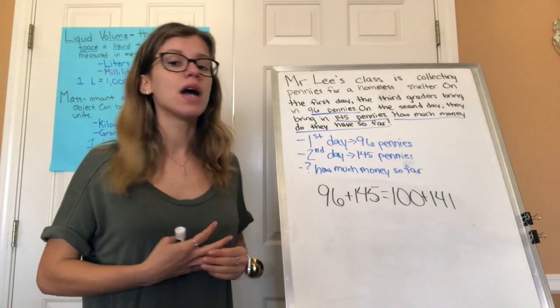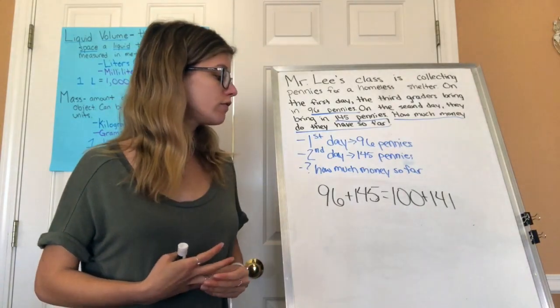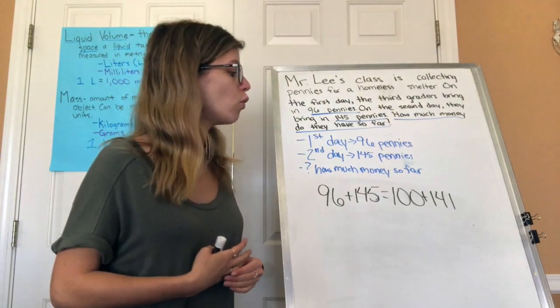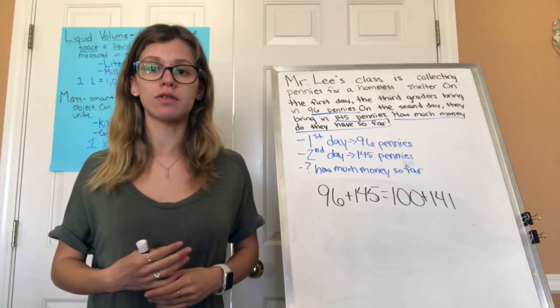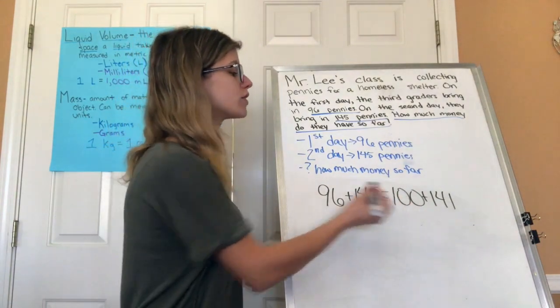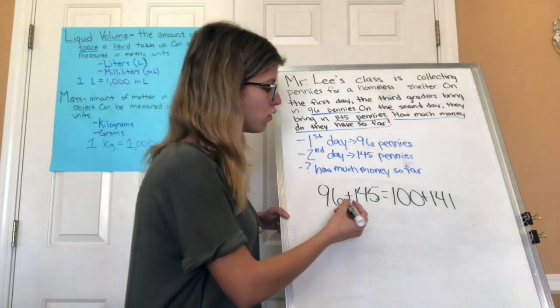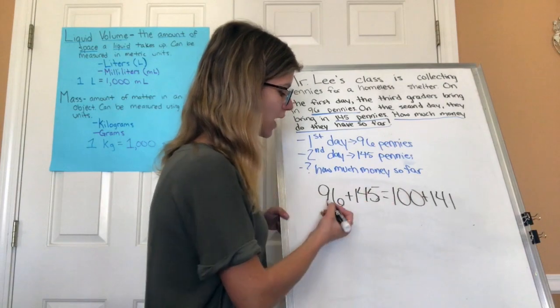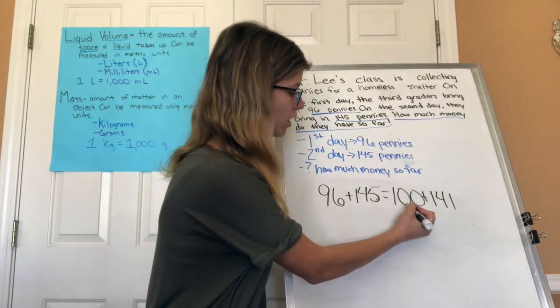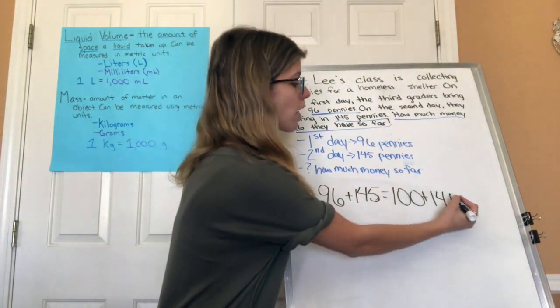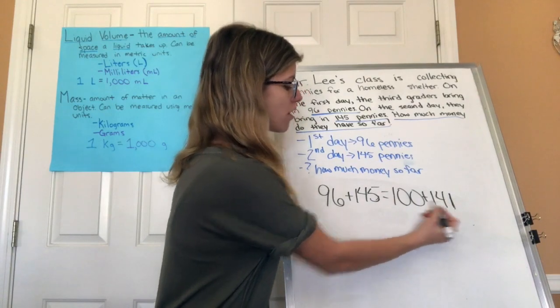What I asked is, does 96 plus 145 sum the same as 100 plus 141? Are they equal on both sides? So some of you may have said that if you add 4 to one number, like how you added 96 plus 4, that's fine as long as you took away 4 from the other number.